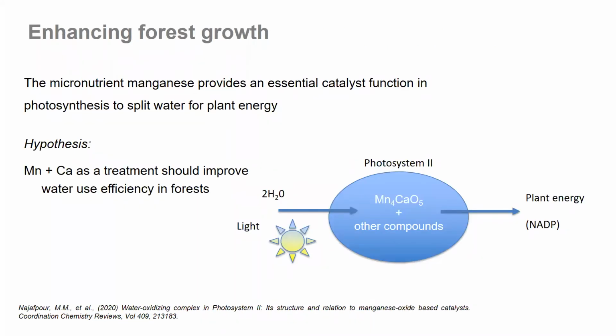Also, there are some options around manganese, which seems to provide an essential catalyst function in photosynthesis to split water for plant energy. So an important hypothesis that we'll be following is that manganese plus calcium as a treatment could improve water efficiency of forests. And that's going to become more important as we head into climate change influences.